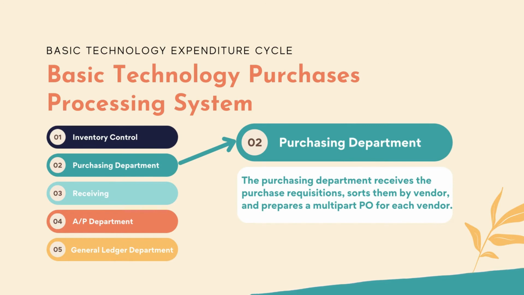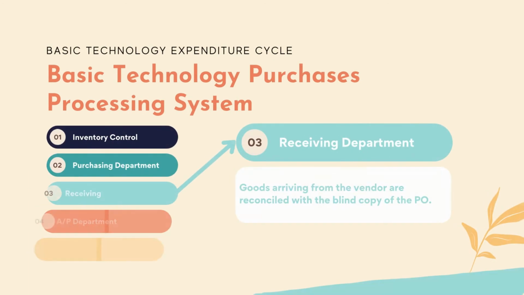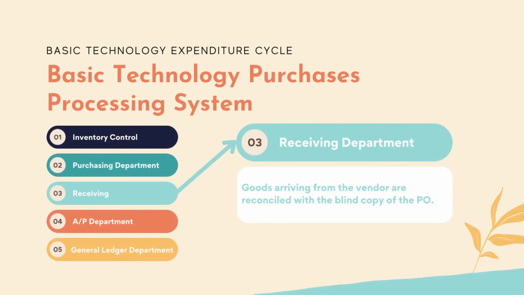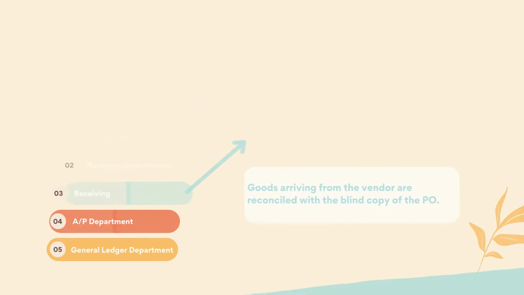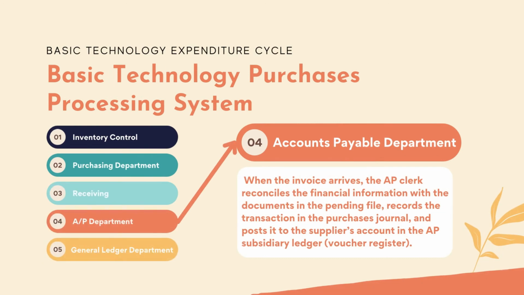Next is the purchasing department. The purchasing department receives the purchase requisitions, sorts them by vendor, and prepares a multi-part PO for each vendor. And then, the receiving department. Goods arriving from the vendor are reconciled with the blind copy of the PO.